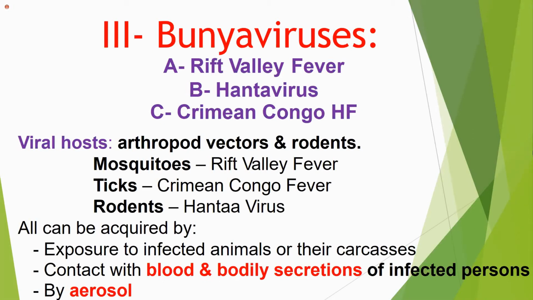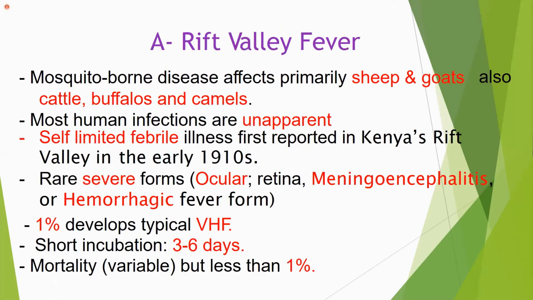All can be acquired by exposure to infected animals or their carcasses, contact with blood and bodily secretions of infected persons, and by aerosol transmission. Rift Valley fever is a mosquito-borne disease that primarily affects sheep, goats, and cattle. Most human infections are inapparent or present as a self-limited febrile illness. The first reported case of Rift Valley fever occurred in Kenya's Rift Valley in early 1910, so it is termed Rift Valley fever.